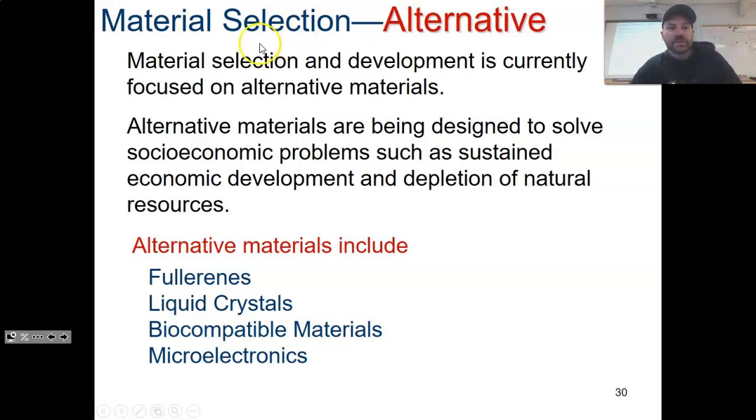Alternate materials. Material selection and development is currently focused on alternative materials. Fullerenes, liquid crystals, biocompatible materials. You're going to start seeing things like the straws. Just in the last 5 years, I've seen straws go from plastic to, now, almost exclusively when I go to restaurants, cardboard, because it works for that set amount of time, but then it's going to biodegrade.